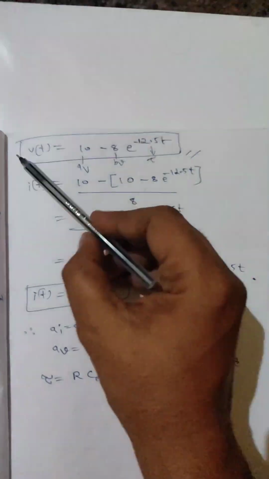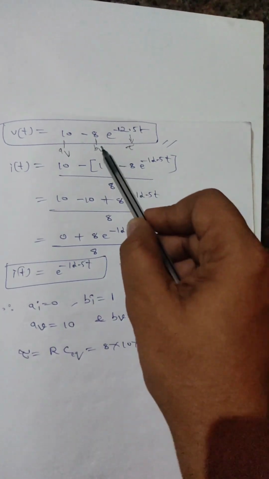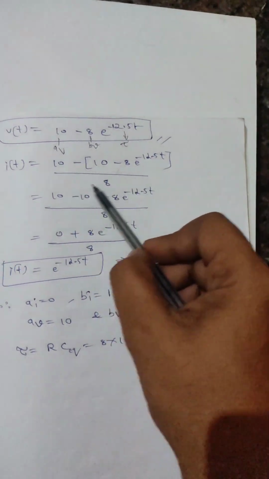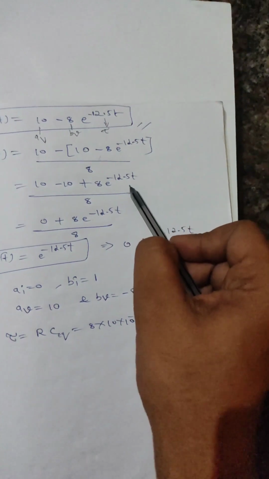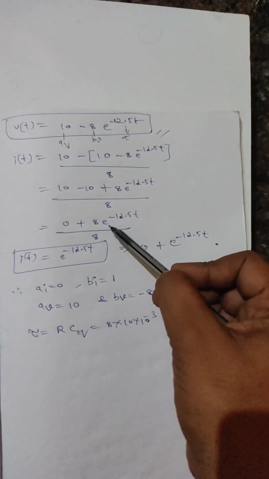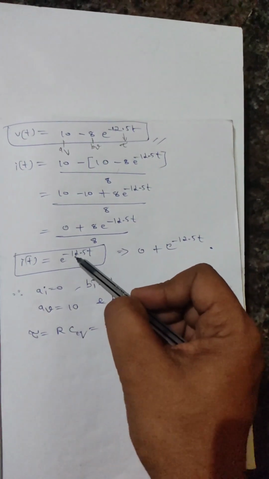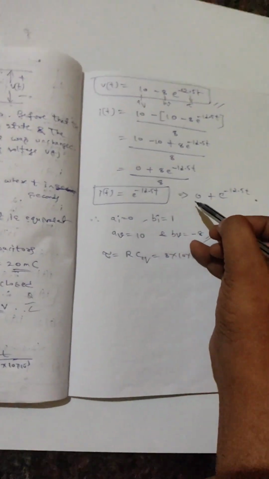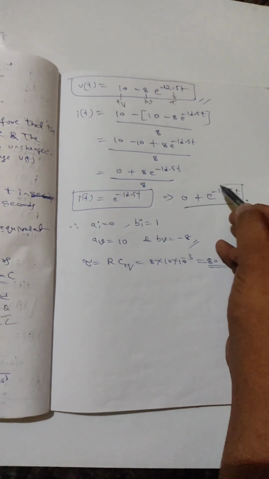So I of t is 10 minus (10 minus 8 e power minus 12.5 t) divided by 8. Doing this, minus 10 and minus with minus gives plus 8 e power minus 12.5 t divided by 8. 10 minus 10 is 0, and 8 by 8 is 1. So the current equation I of t is e power minus 12.5 t. We can write this as 0 plus e power minus 12.5 t.